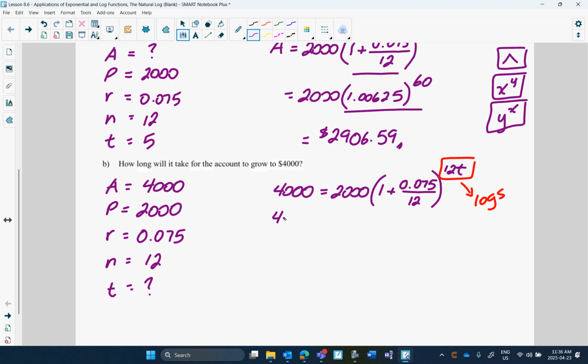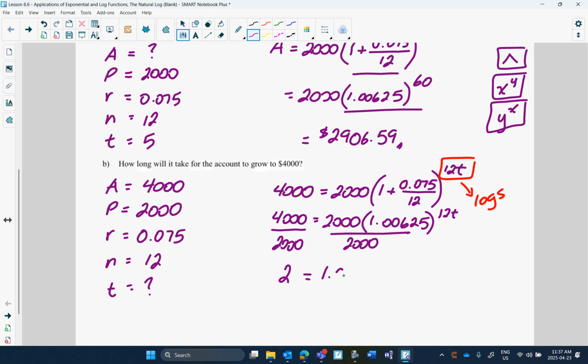Well, first of all, we had this before, it was 1.00625 to the 12T. The next step, right? We want to try and get the power by itself, the base and the exponent. So if there's something being multiplied in front of it, get rid of it by dividing. So I end up with 2 equals 1.00625 to the 12T. You can use the parentheses or not, doesn't matter now.